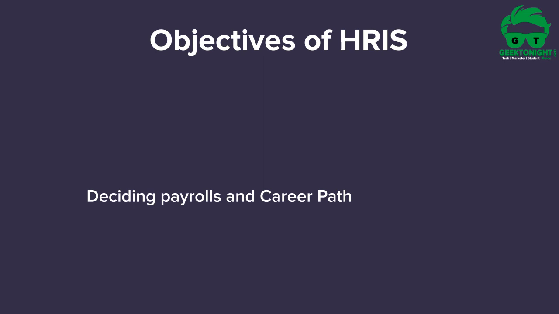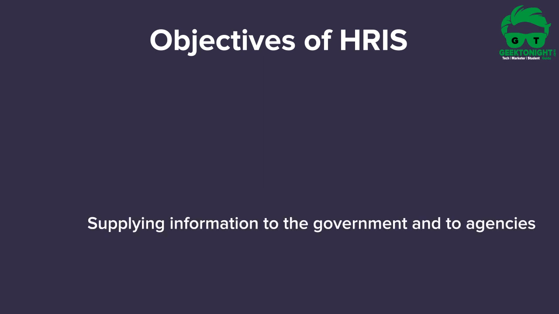Next comes deciding payrolls and career path. HRIS records all the information about the human resource of the organization on the basis of the qualification, experience, past performance. HRIS helps the management in deciding the payroll and career path like promotion, demotion, training, development, transfers, etc. about the employees. And next comes supply information to the government and various agencies. HRIS also supplies the information to the government and various agencies for additional use.